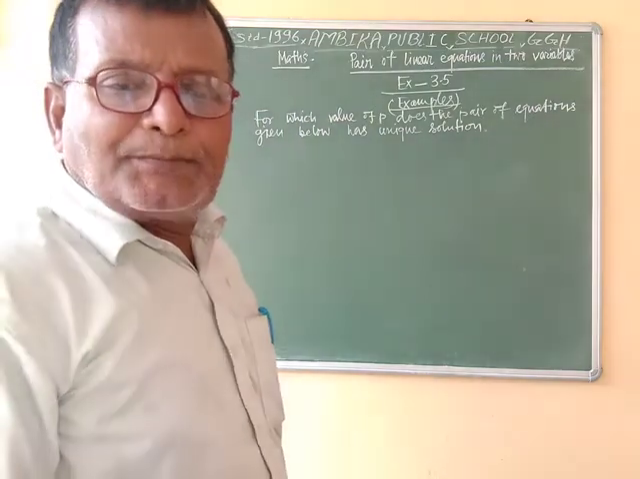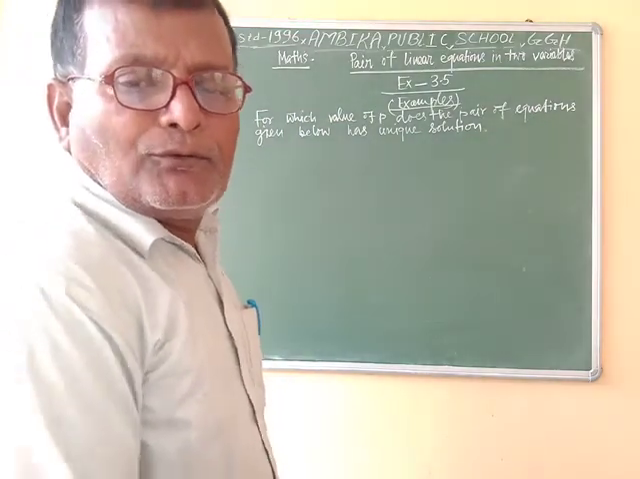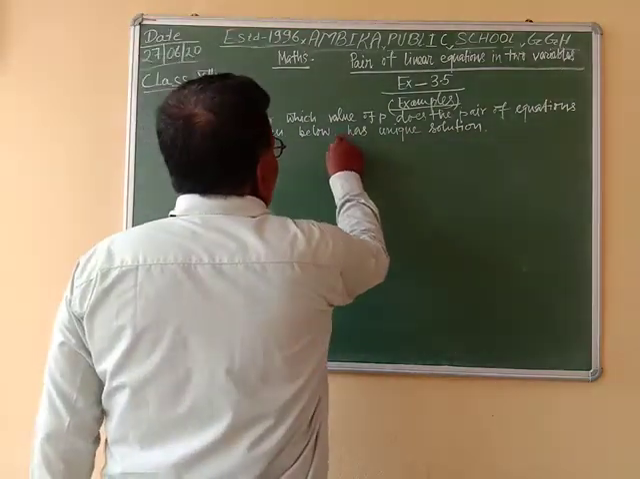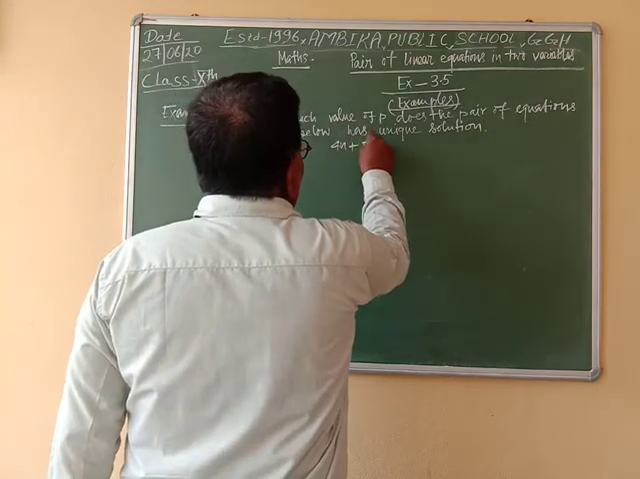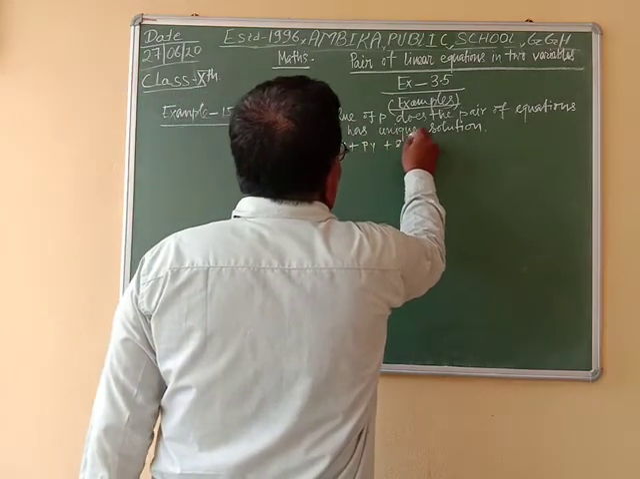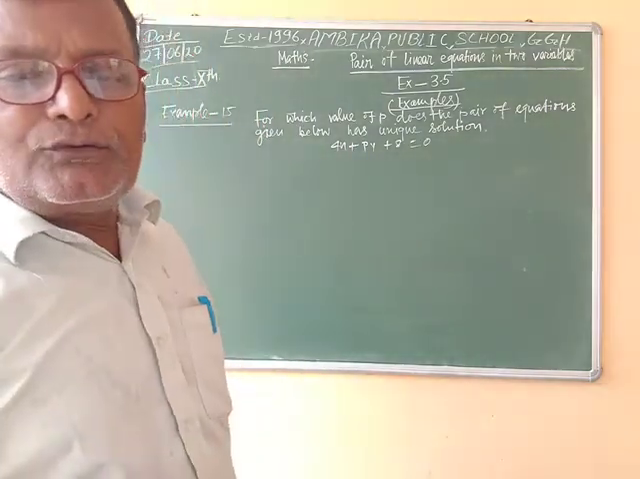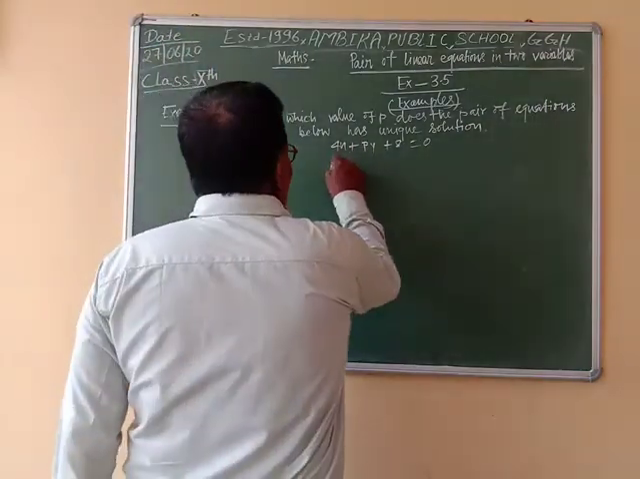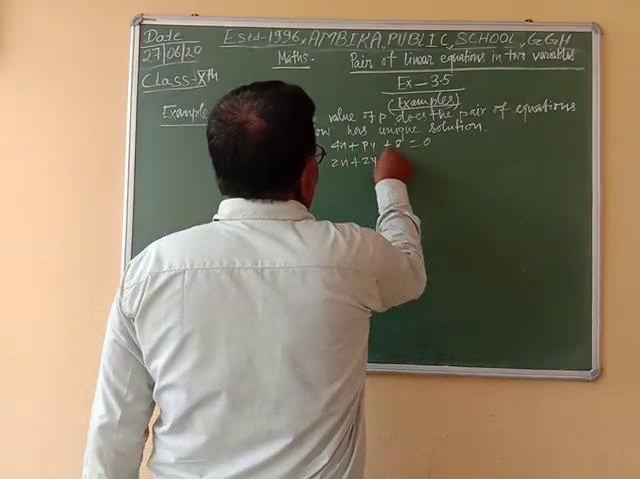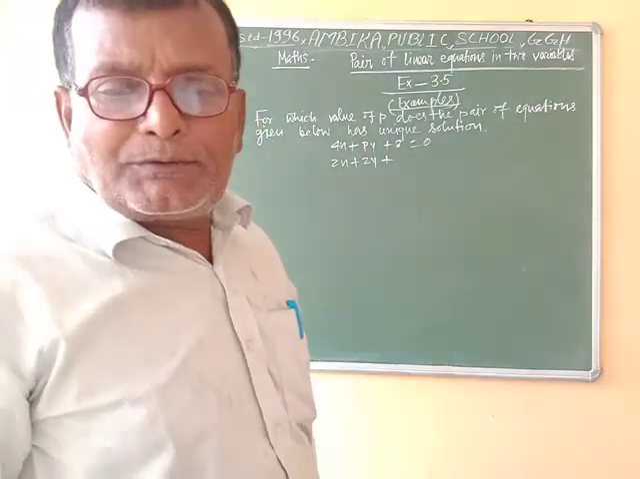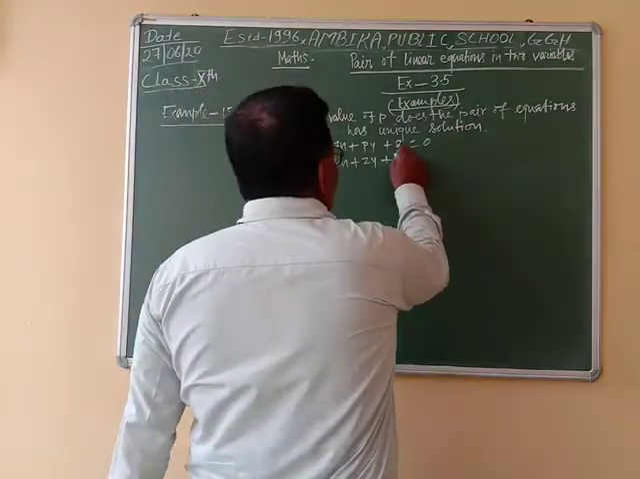The equations are 4x plus py plus 8 is equal to 0, and 2x plus 2y plus 2 is equal to 0.